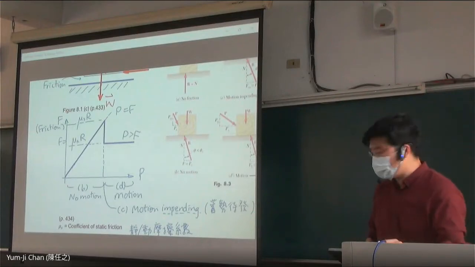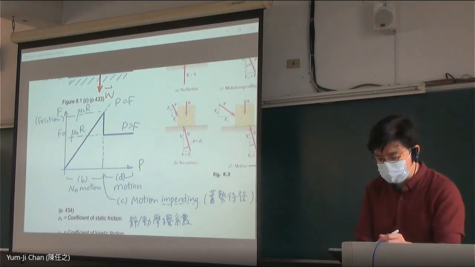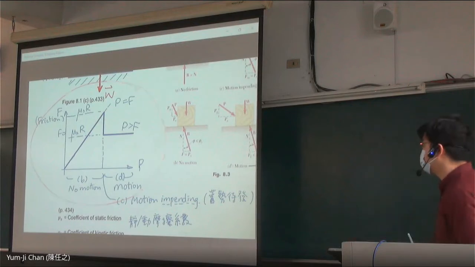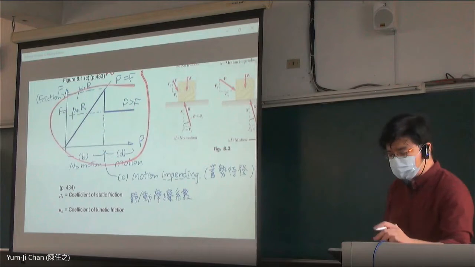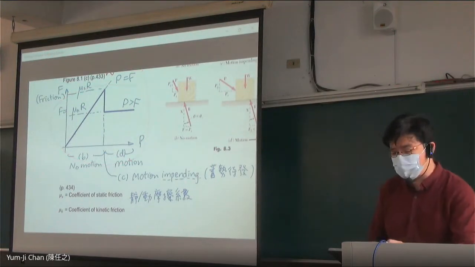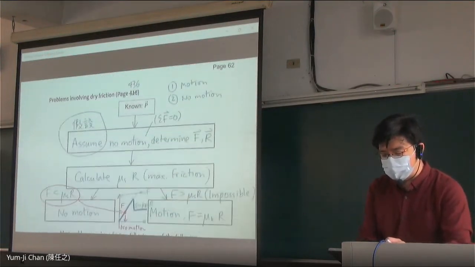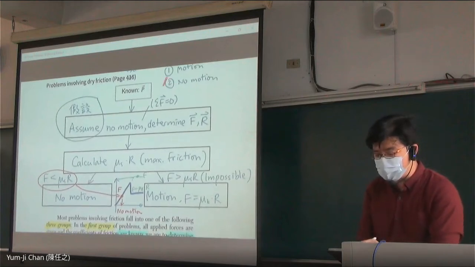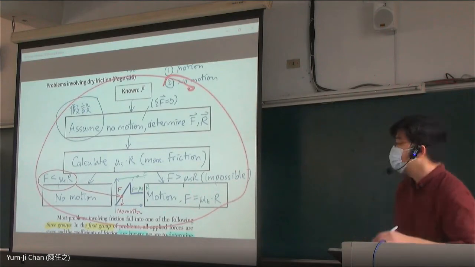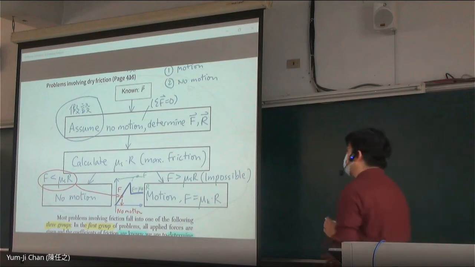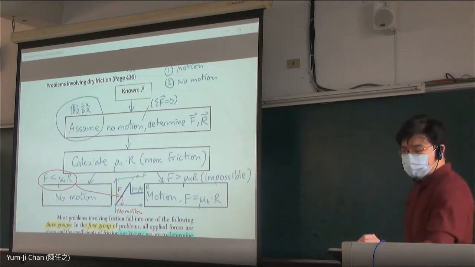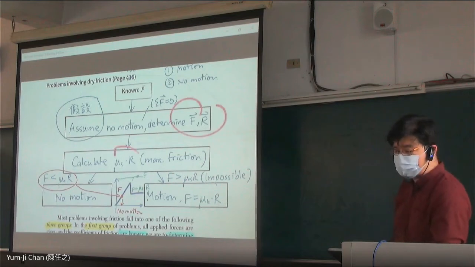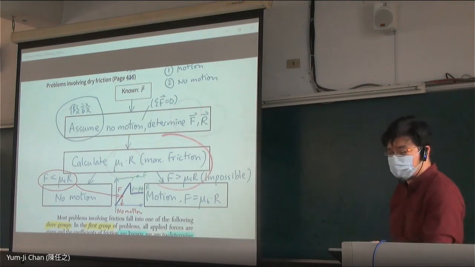So welcome back. We talked about this graph on Tuesday, and we use this graph to solve problems. We have a standard procedure, an SOP. First of all, we assume there is no motion, and we determine F and R, and then we determine mu s times R, which is the maximum friction.